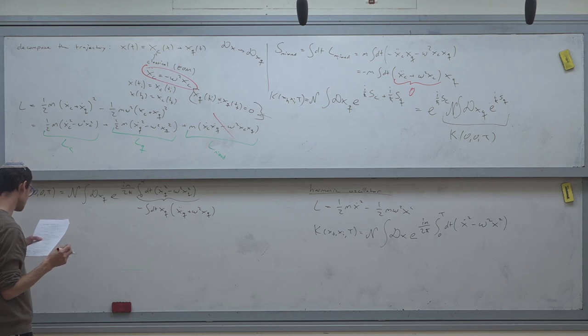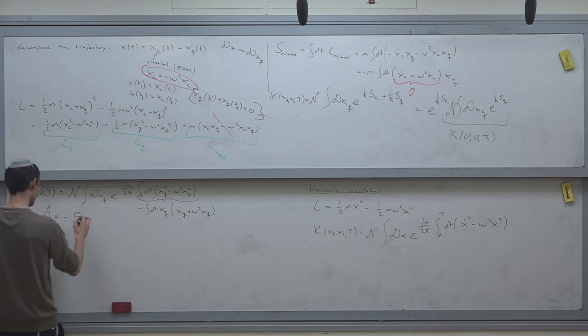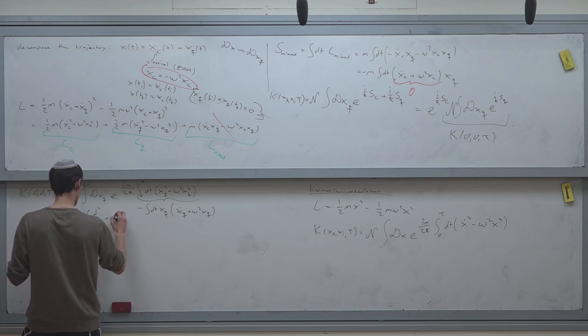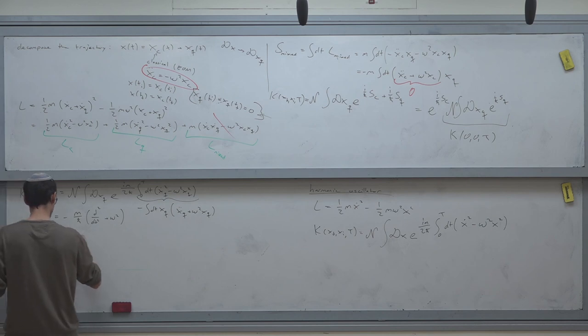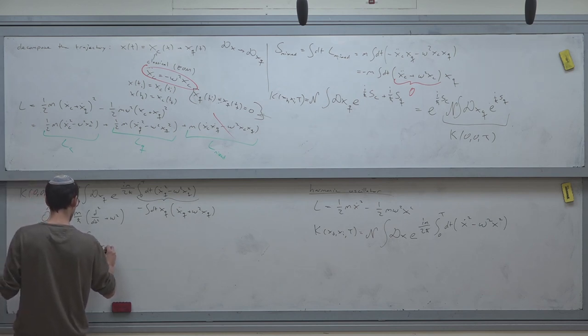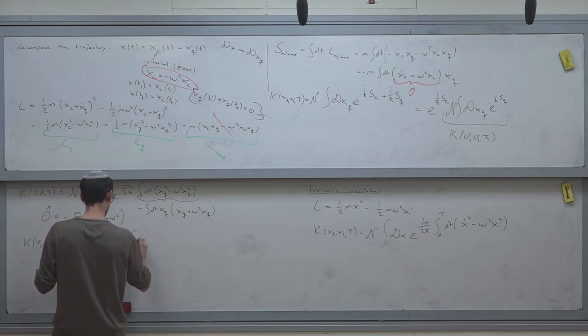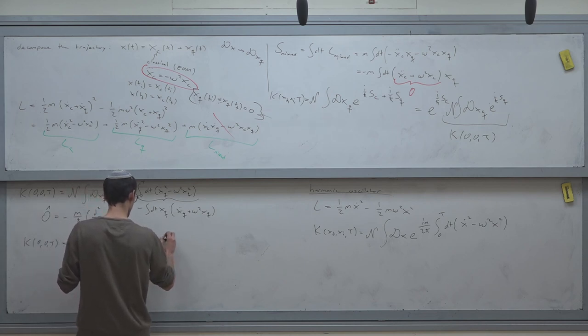Nothing special. Now let's define the operator O, which is equal to minus m over h bar d/dt squared plus omega squared. And with this operator, I can now rewrite K(0, 0, T) in the following way. It's the normalization constant, integral dxq, e to the i over 2, integral from 0 to T, dt xq, O xq.